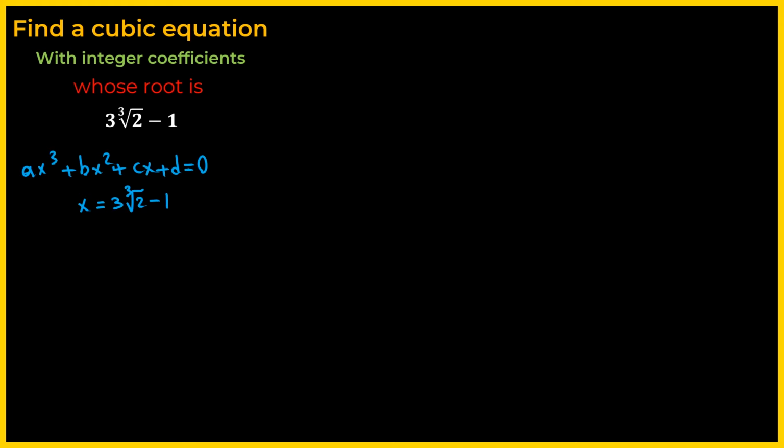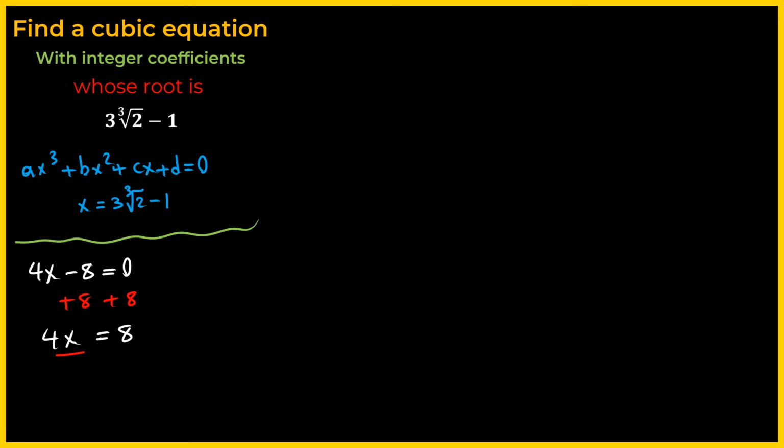Well, let me give you an idea. Suppose that we have 4x minus 8 equals 0. We can easily manipulate this and solve for x. We can first add 8 to both sides, so we get 4x equals 8. Next, we can divide both sides by 4 to get x equals 2.